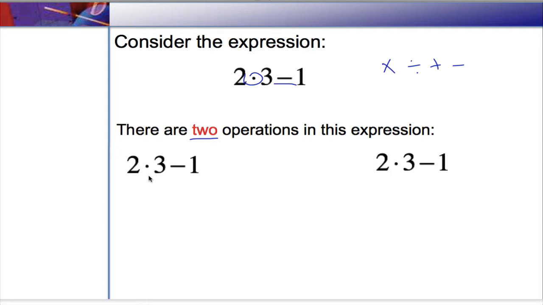So if I were to subtract first, then I would have 2 times 3 minus 1 is 2, and 2 times 2 is 4. So evaluating that expression with subtraction first gives me 4. But if I were to multiply first, then 2 times 3 is 6, and 6 minus 1 is 5. So we get two completely different values depending on which operation we perform first.